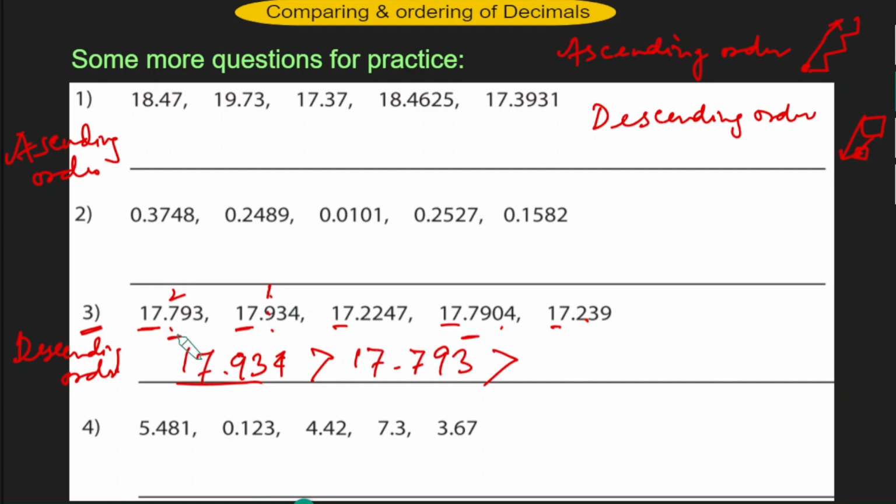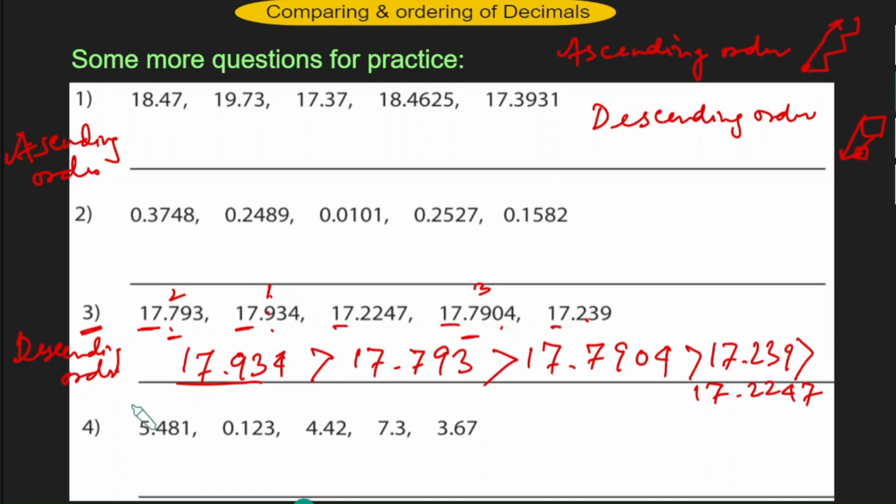Now we have already selected the first and second number in this list. What will be the third one? Naturally, we were comparing with 17.7 kind of number, so this is going to be the third number, because there is no other number in the tenths place which is having 7. There were two, one is already written, so the second will be written. It is this. And now between these two, we have to select which is greater. 17.22, 17.23. 23 is greater than this. So we will write 17.239. And then lastly, we can write 17.2247. And this is the way we will arrange.